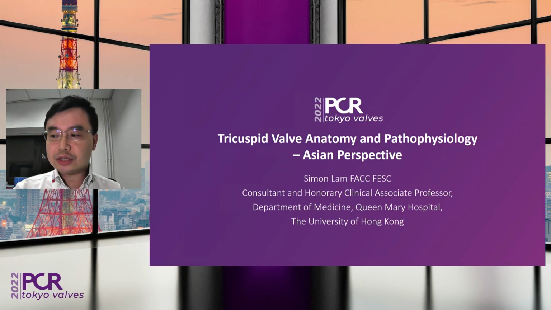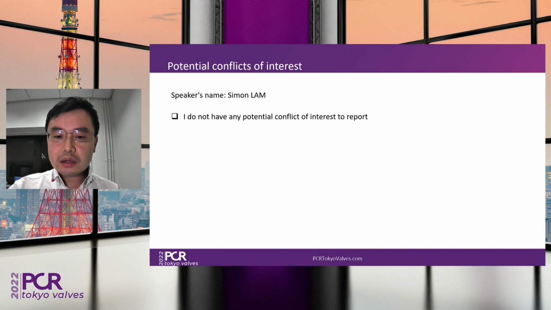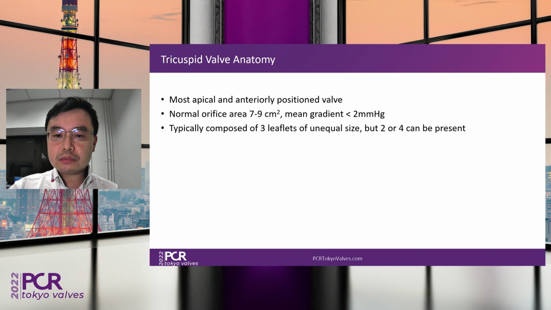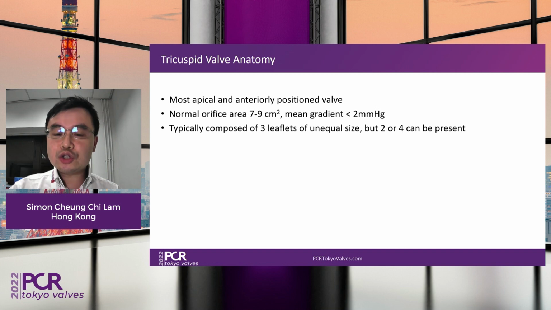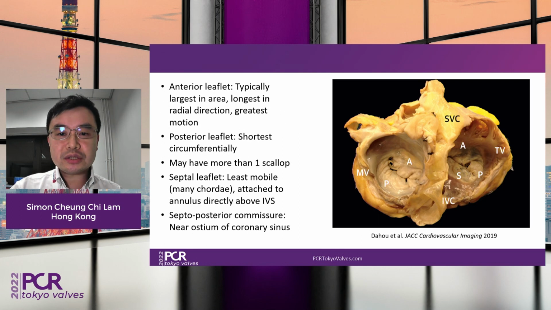First, I will go to the slides. We know the tricuspid valve is the most apical and anteriorly positioned valve. The normal orifice area is around 7 to 9 square centimeters. The mean gradient is below 2. Typically, it is composed of 3 leaflets of unequal sizes, but not uncommonly, we encounter 2 or 4 in our patients.